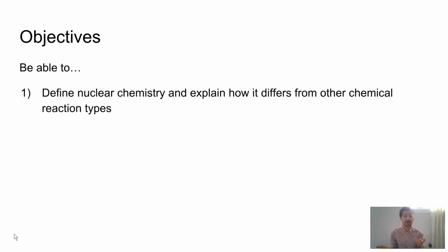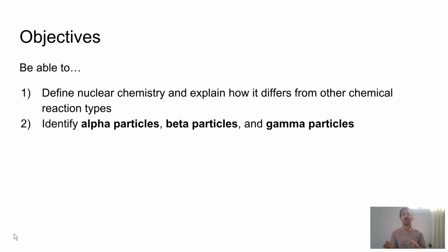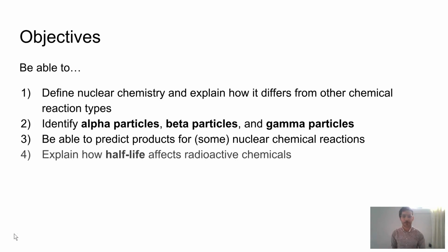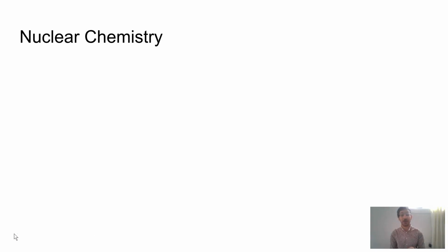So I want you to be able to define what nuclear chemistry is and explain how it differs from other chemical reaction types. I'd like you to be able to identify alpha particles, beta particles, and gamma particles, and I'd like you to be able to predict the products for some nuclear chemical reactions. And I'd like you to also be able to explain how half-life affects radioactive chemicals.